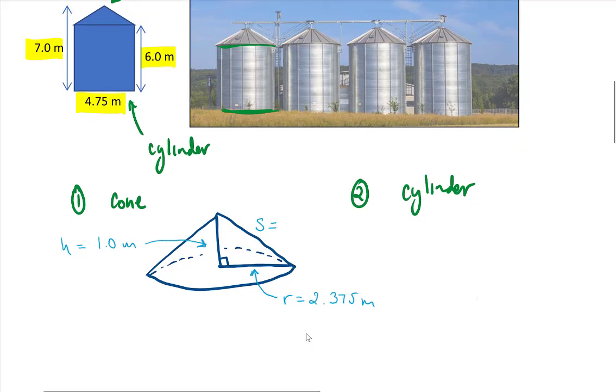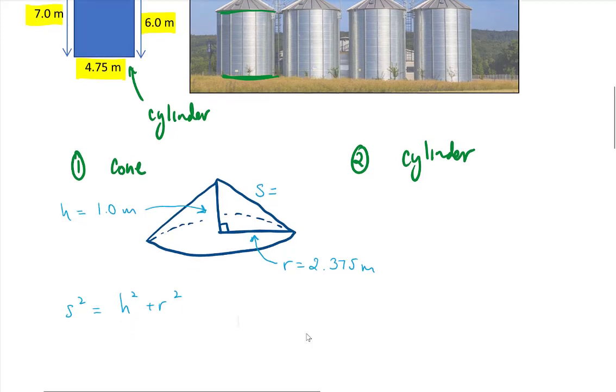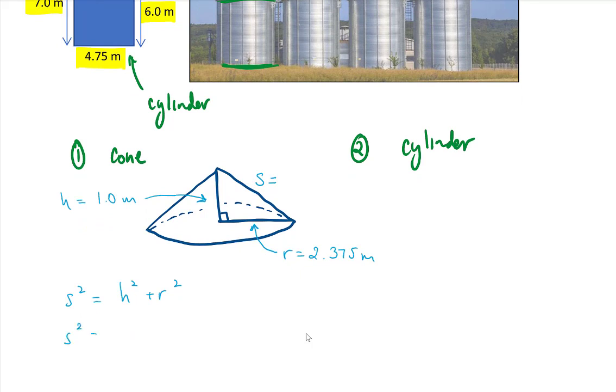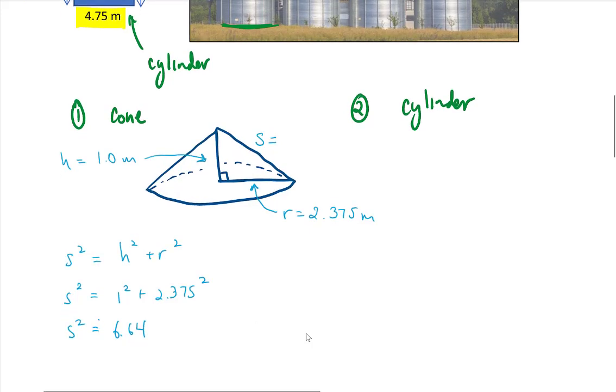But remember, for our formula, we need the slant height, s. So we're going to need Pythagorean's theorem. We have s squared equal to h squared plus r squared. Therefore s squared is equal to 1 squared plus 2.375 squared, which gives us an s squared value of approximately 6.64. If we square root our answer, we get s, the slant height of this cone, equal to approximately 2.58 meters.